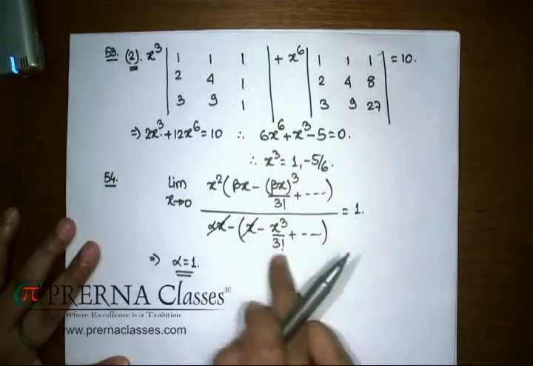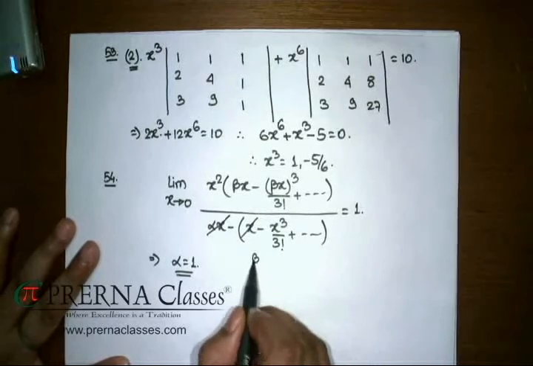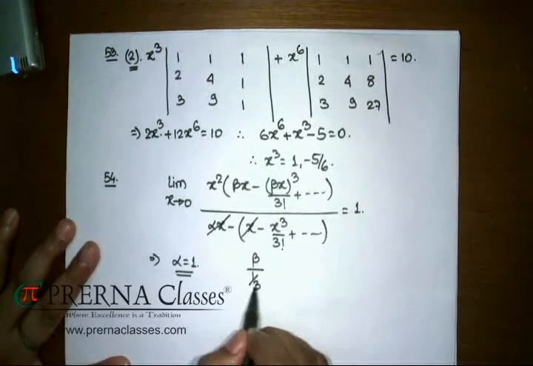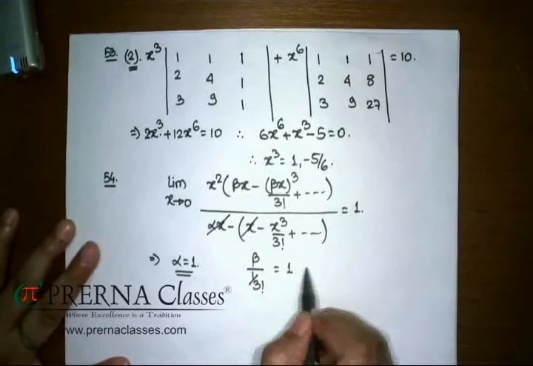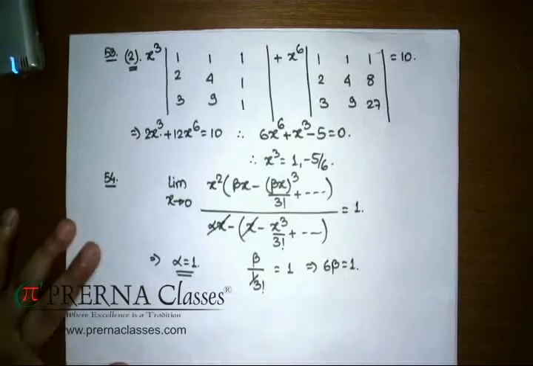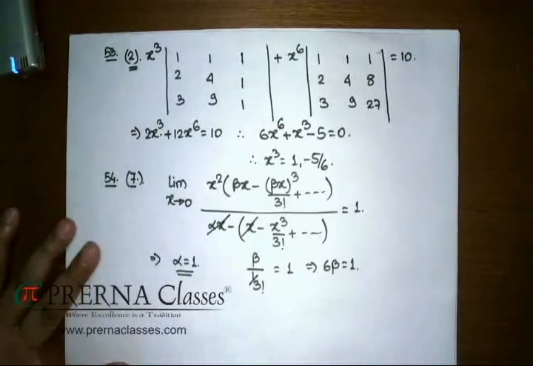Clearly then we can cancel this. And then the ultimate answer is going to be the ratio of the coefficient of x cube, which is beta in the numerator, and in the denominator we have 1 by 3 factorial. This value must be 1, so 6 beta is 1 and alpha is 1. The quantity which you are interested in is clearly going to be equal to 7, which is the final answer.